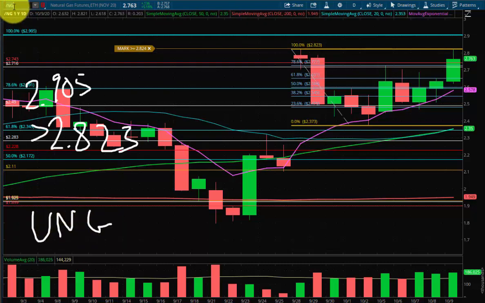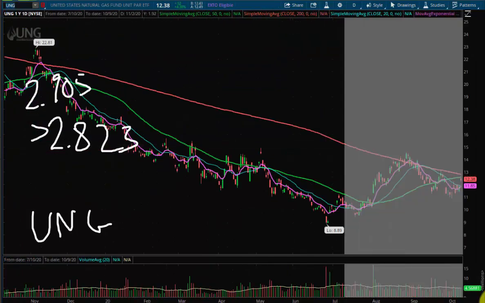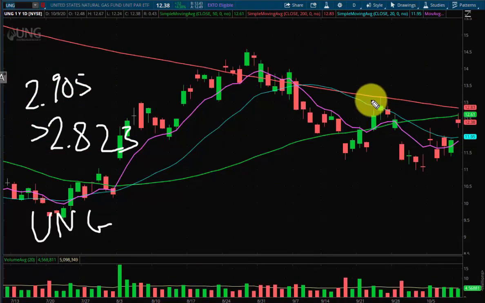Okay, that's the common stock. I'll show you what that looks like. It's right here. All right, so it'll look like this. All right, and UNG has options.